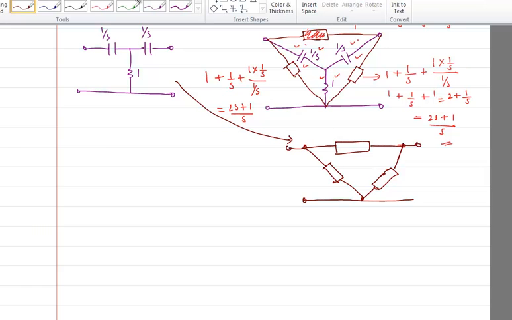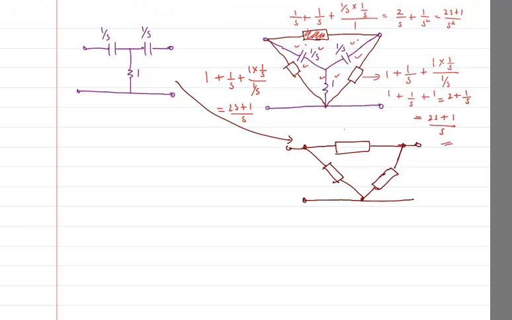Now look here very carefully. The value here, the top one I just now found out, is 2s plus 1 by s square ohms. And this one is going to be 2s plus 1 divided by s ohms. And this is also going to be 2s plus 1 divided by s ohms.